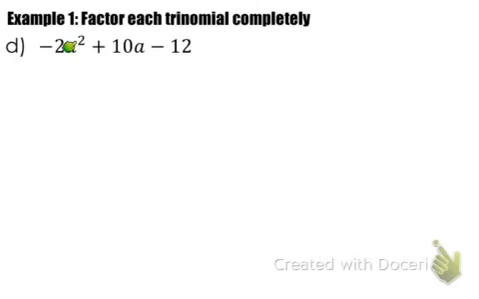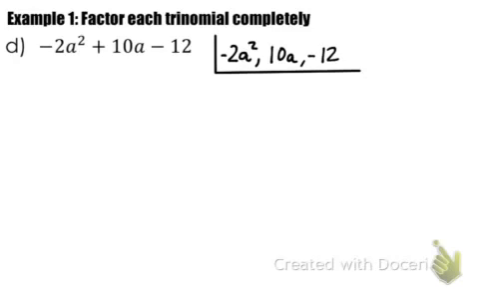Alright, so now we have this quadratic where we have a negative 2a squared plus 10a minus 12. Now looking at all three terms, I notice that we are leading with a negative number and also a 2. But it looks like we can probably factor out more than just a 1 here. So let's write our little box and write down all of our terms. So we have negative 2a squared plus 10a, negative 12.